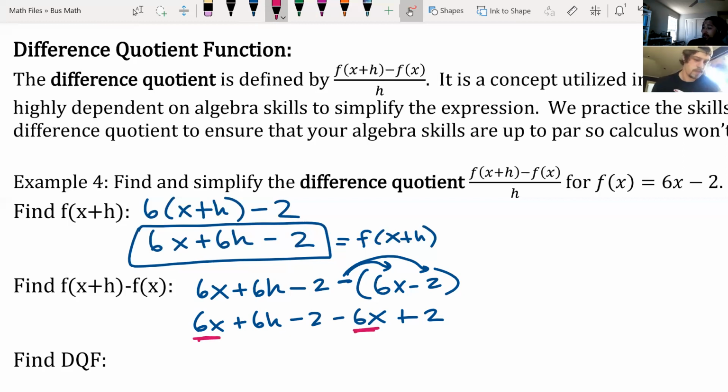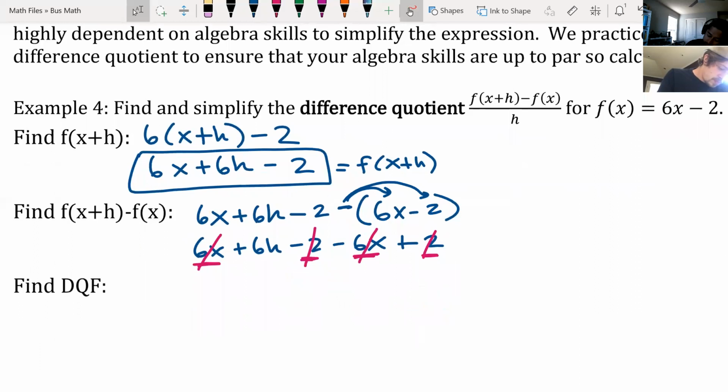Will those 6 x's cancel? Gone. Gone. Will these 2's cancel? Yes. Gone. Gone. What are we left with? 6h.